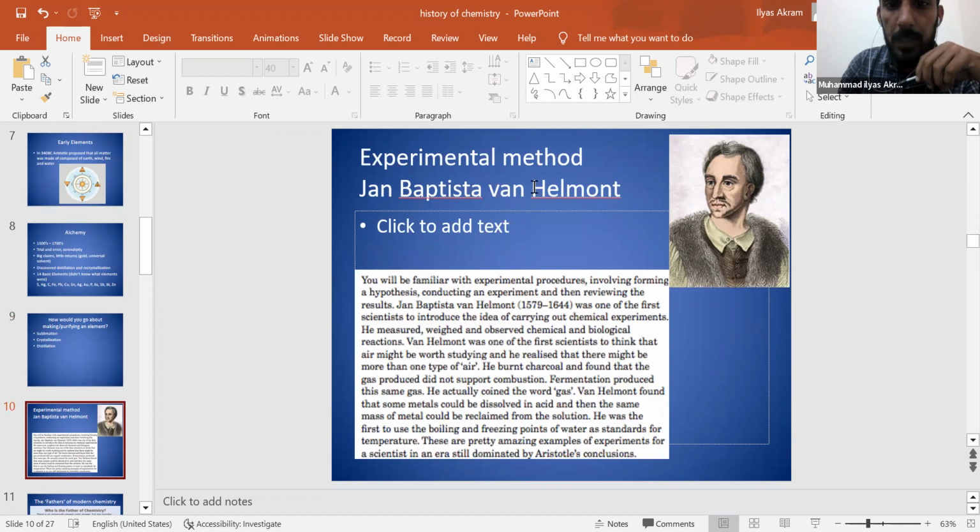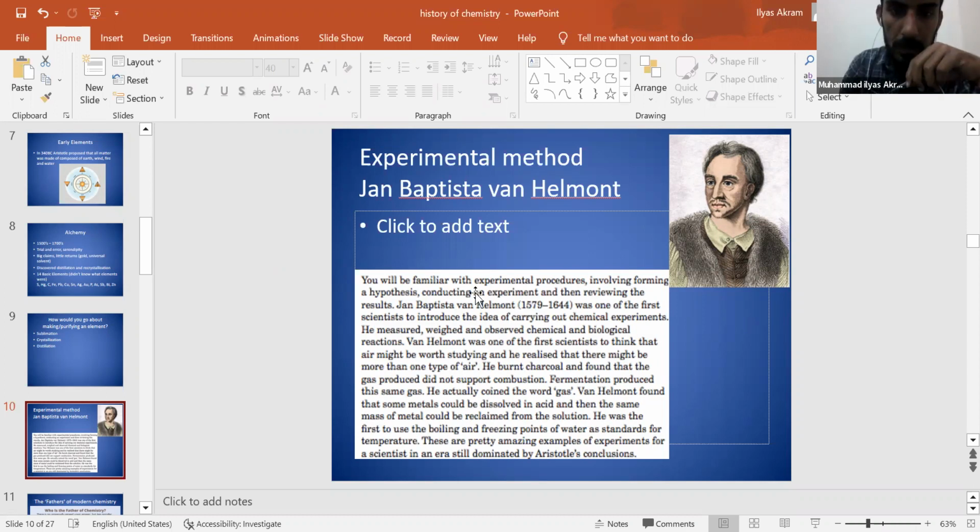Jean Baptiste and Wilhelm. This is a scientist who applied an experimental approach in the field of chemistry. As we studied in biology, a scientific method: we start from the observations, and then we form a hypothesis, and then we conduct an experiment on the basis of a hypothesis. So these scientists also applied the similar method in the field of chemistry for chemical reactions.